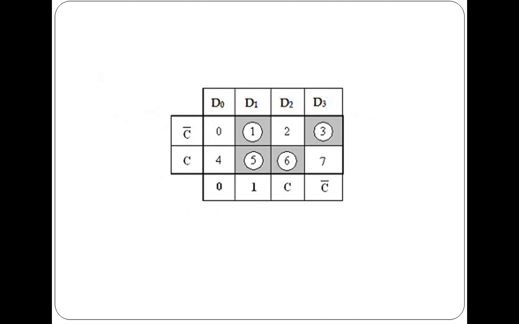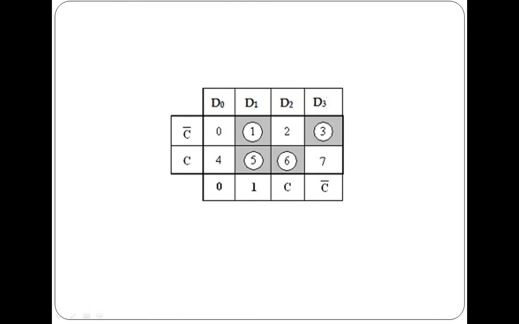We can see the minterms provided in the question were 1, 3, 5 and 6. So first we have to write the inputs D0, D1, D2 and D3. Then we write the complemented first, that is C complement and C, and we write the minterms in order 0, 1, 2, 3, 4, 5, 6 and 7, and we circle the minterms present in the question, that is 1, 3, 5 and 6.